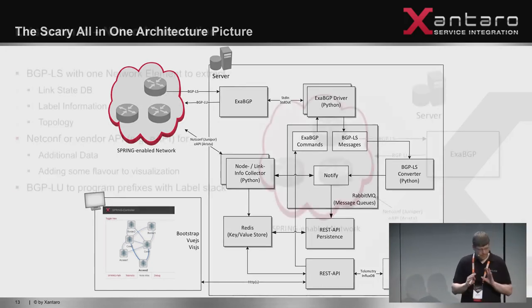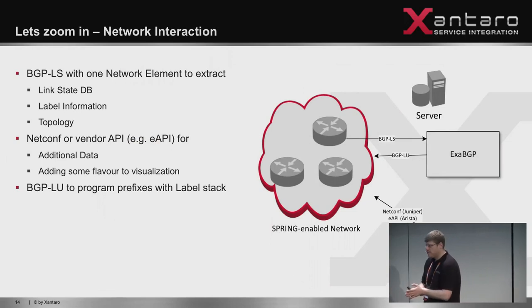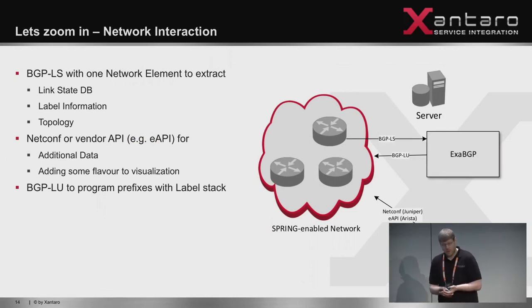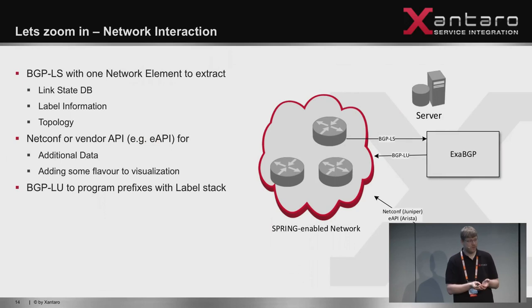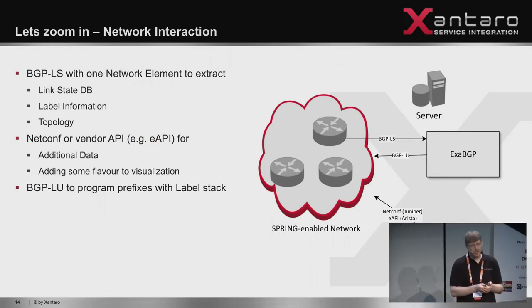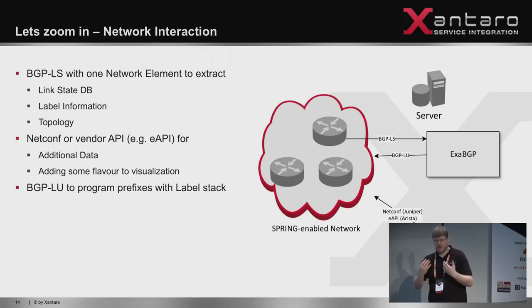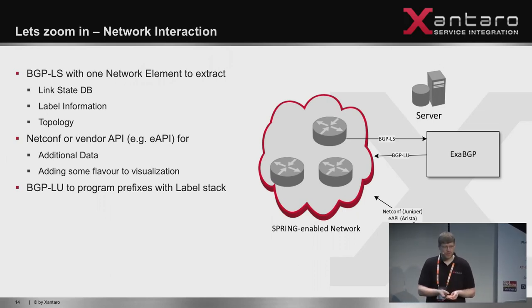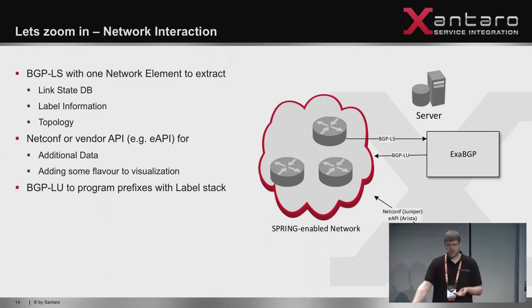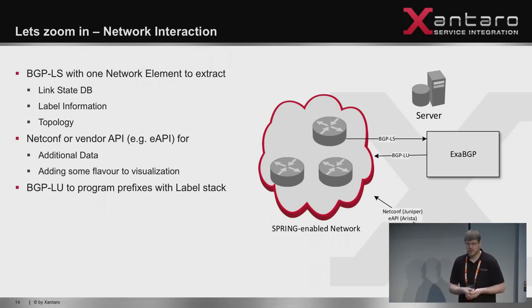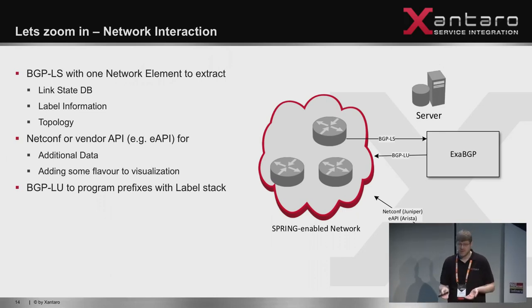The first step is we actually have to extract data out of the network into our controller infrastructure. We are doing that by using a protocol called BGP-LS, for BGP link state. I don't know if everybody in the room actually knows that protocol. It's a protocol to stream out information from the network. It can stream out link state information. That's where the name link state in the family came from.